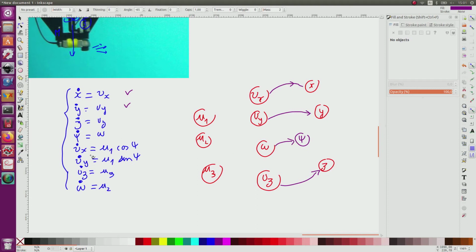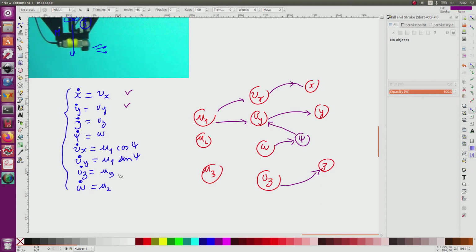Now about these two variables, it means that Vx, which is here, depends on u1. It is also the case for Vy, but it also depends on psi. This is why I have this.